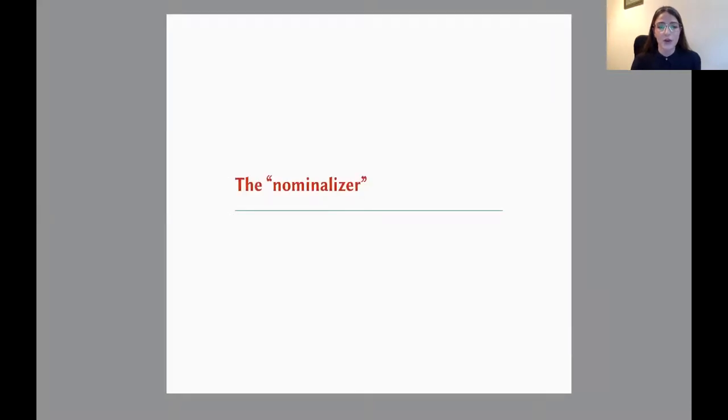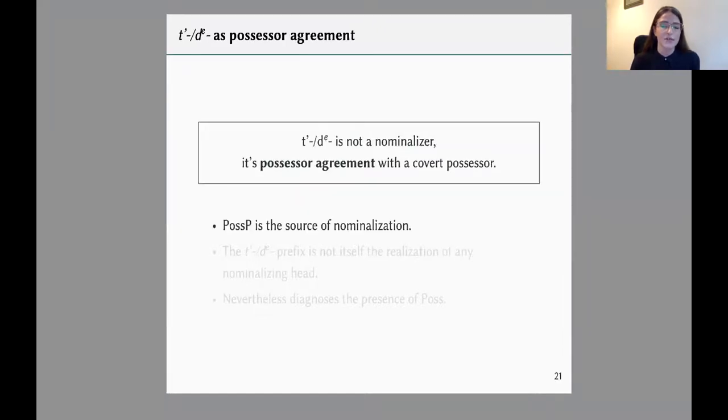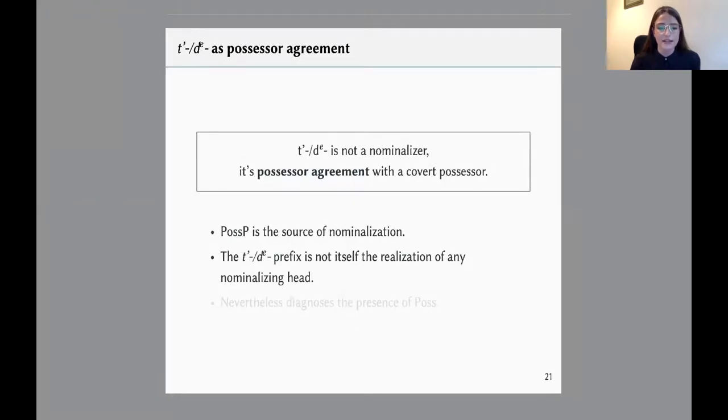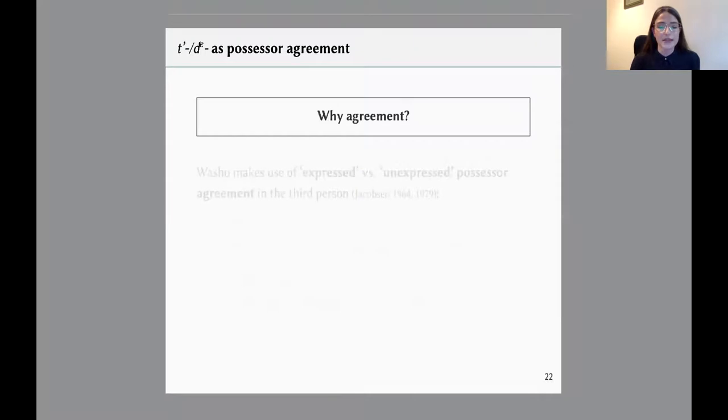Okay, so now moving on to the quote-unquote nominalizer, because I haven't said anything about that yet, and I've just been focusing on the verbal structure. I'll argue in this section, as I've mentioned already, that this prefix is really just possessor agreement with the covert possessor. So the presence of this prefix shows that PosP is the source of nominalization. And while it's not itself the realization of any kind of nominalizing head, it diagnoses the presence of Pos in the structure. So why am I saying it's agreement?